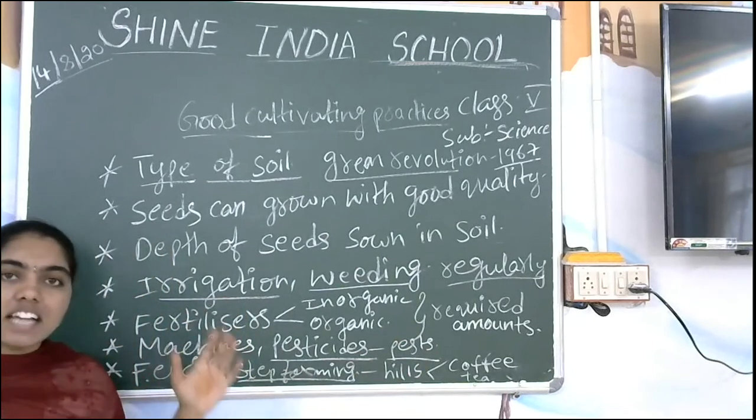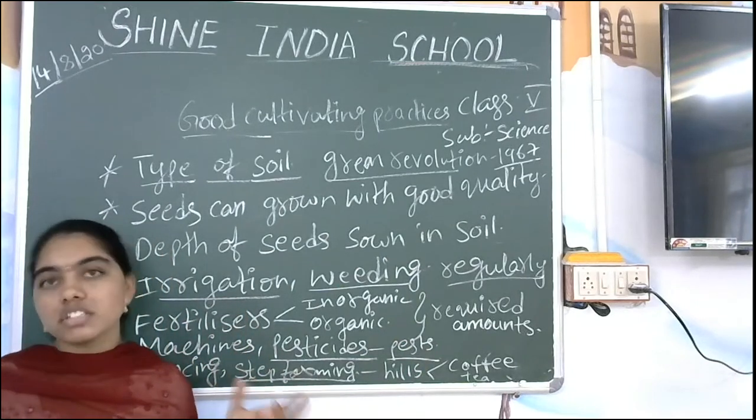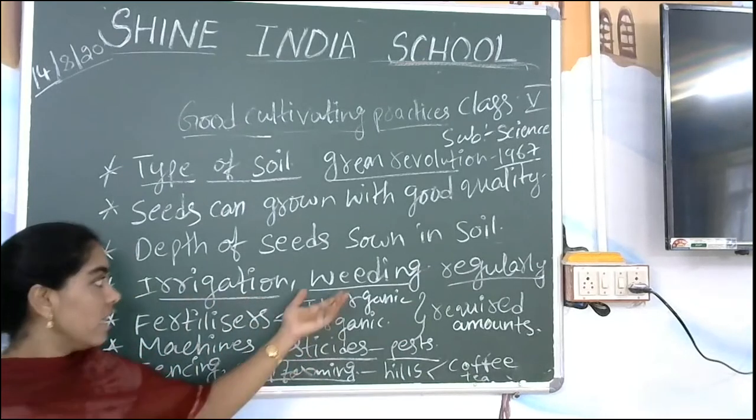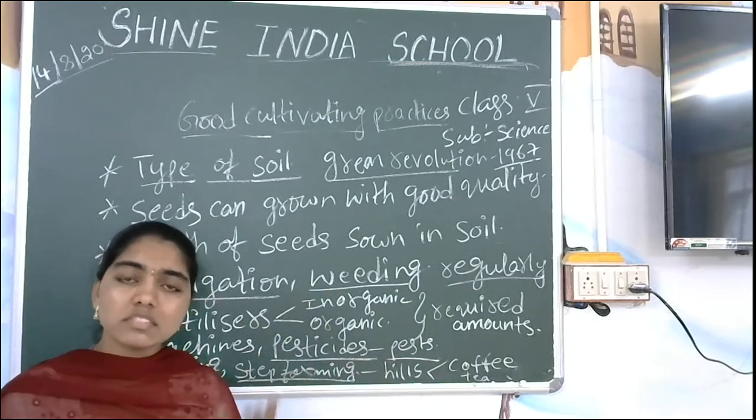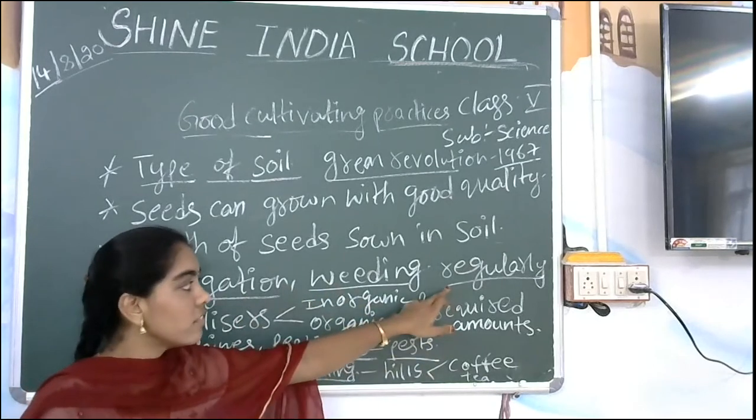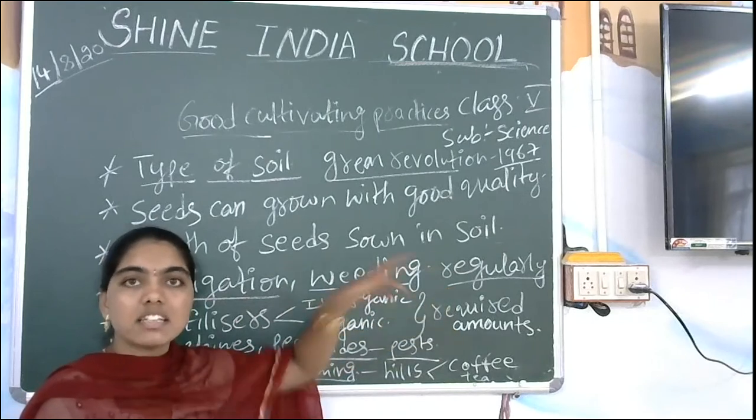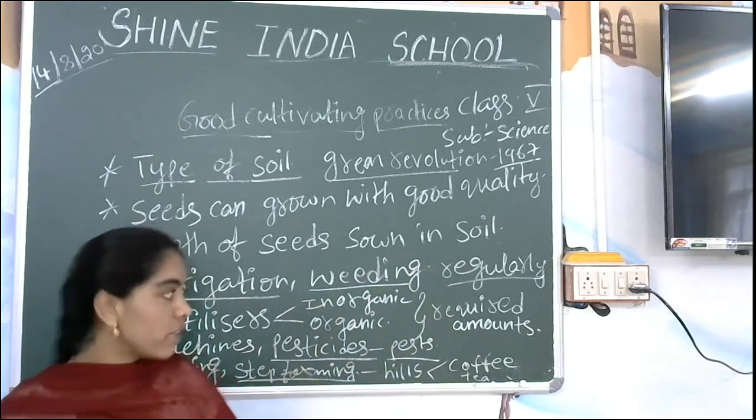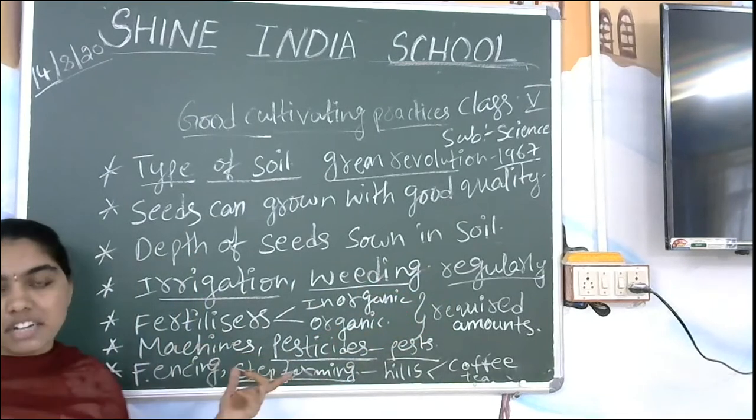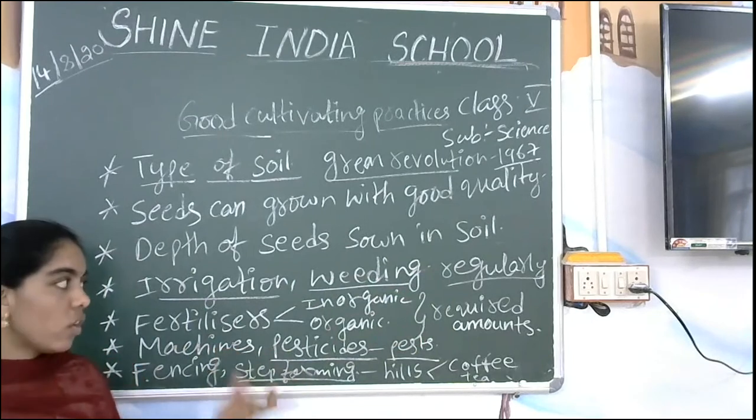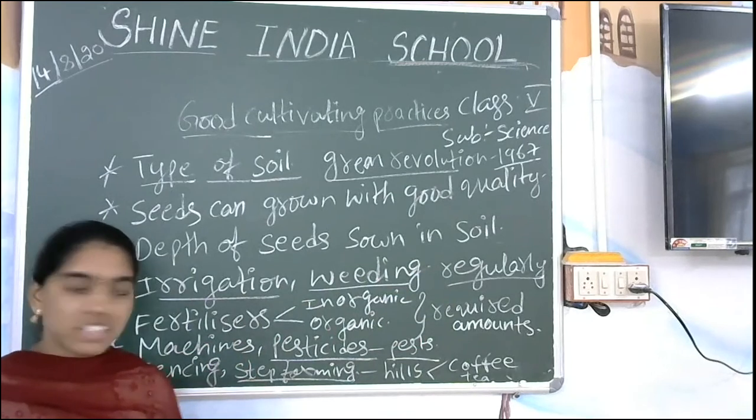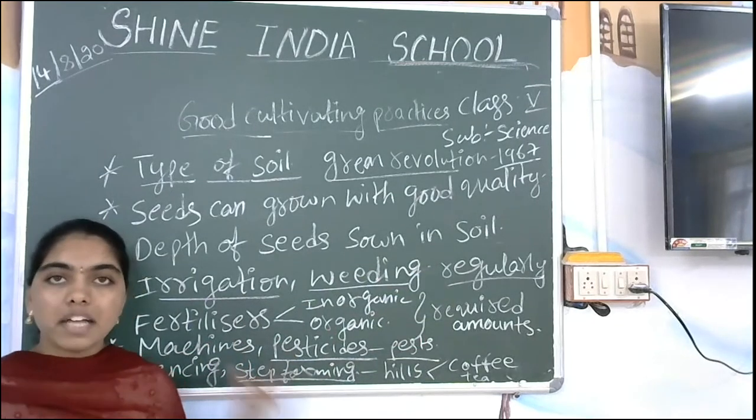Next, irrigation. Irrigation means facility of water, sources of water. With the help of irrigation, we have to provide water for the plants. Next one, weeding. We have to cut down the waste plants from the main plants, at regular intervals, every 10 days, 15 days, we have to take out the weeds from the plants. Next, we use fertilizers to improve soil productivity or soil fertility. Next one, machines. Machines are used to cut the harvest. Pesticides to control the pests or insects.